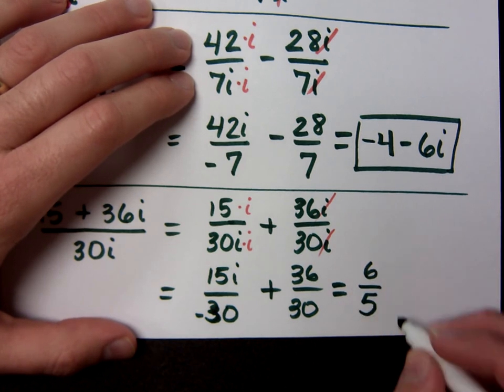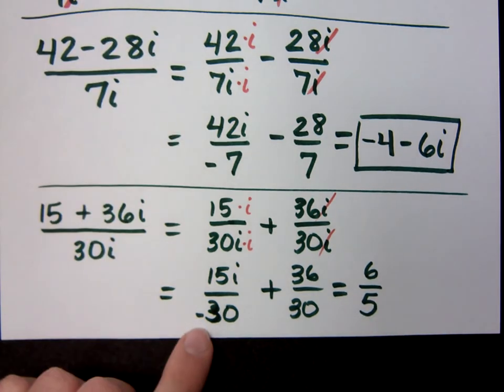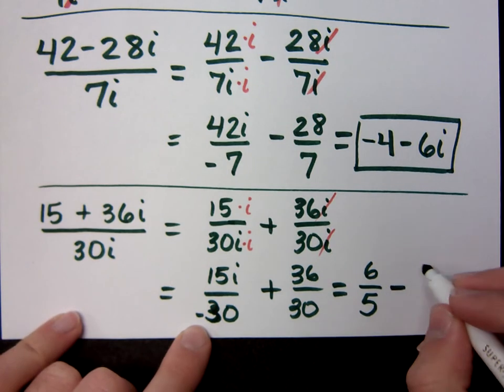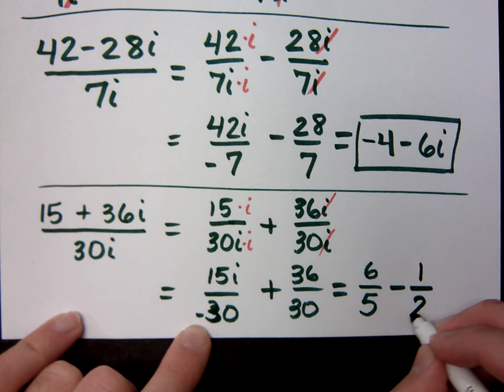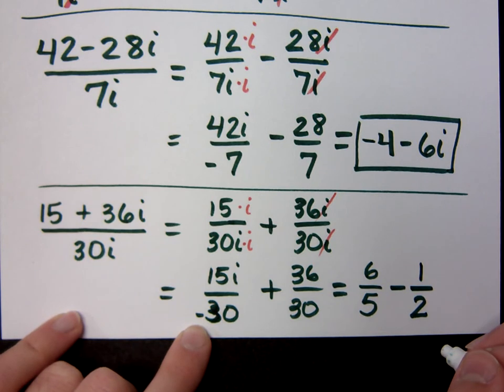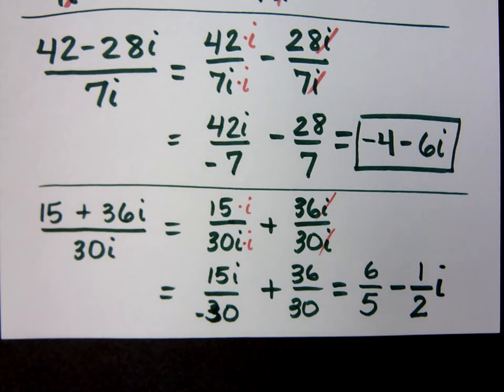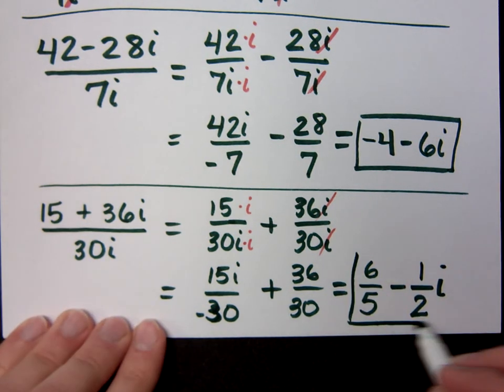6 over 5. I've got 15i over negative 30, so that gives me what? It gives me negative 1/2 i. Do you guys agree with that? You reduce that by a common factor of 15, and so you get your 1/2.